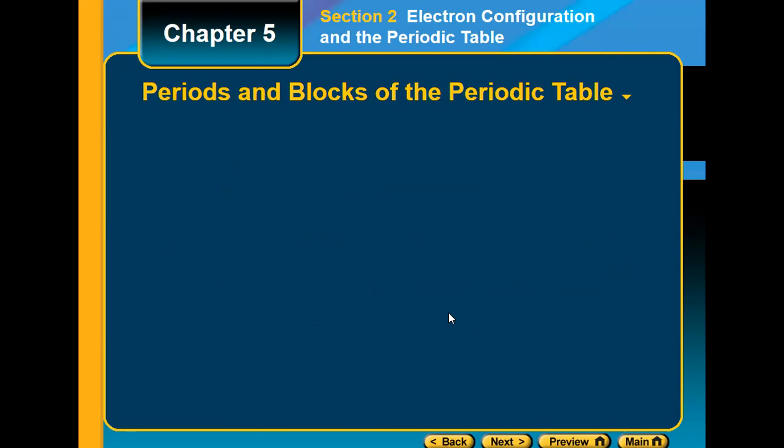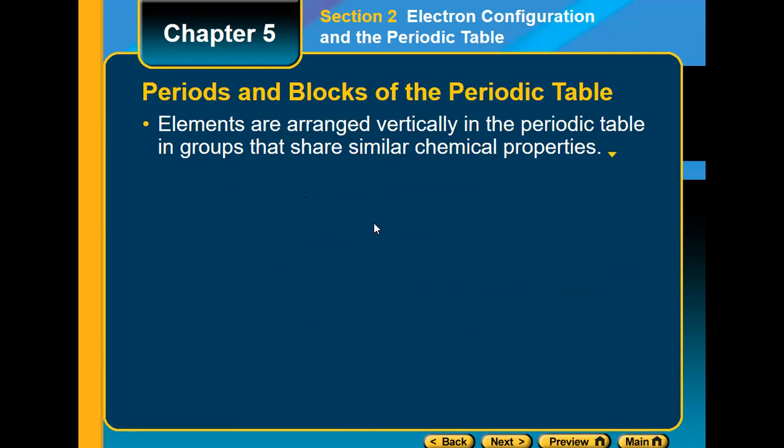So let's start with periods and the periodic table. Of course, as a table, like any table, it's made of columns and rows. The columns in the periodic table are called groups, while the rows are called periods. The word periods means the horizontal rows of the table, while the groups mean the vertical columns. Elements are arranged in groups. What's special about a group is that the elements in the same group share similar chemical properties.